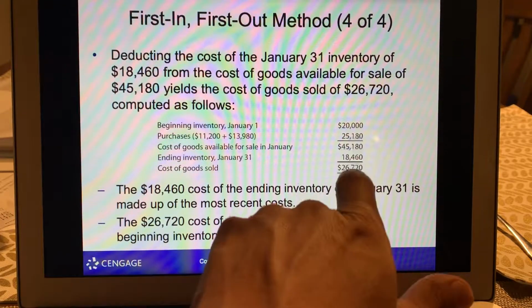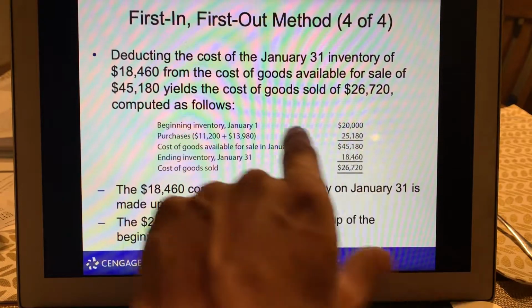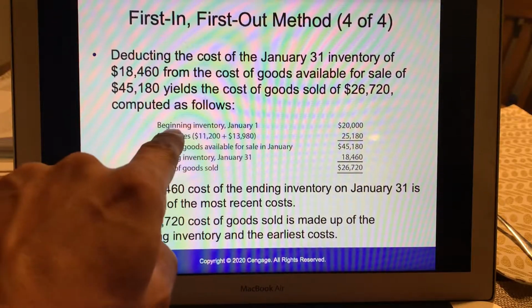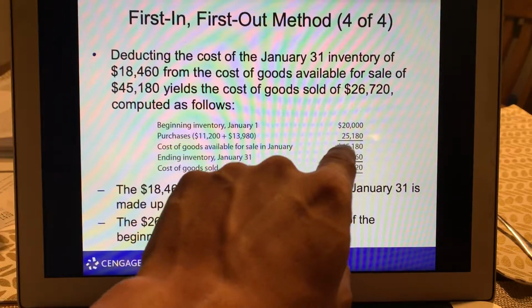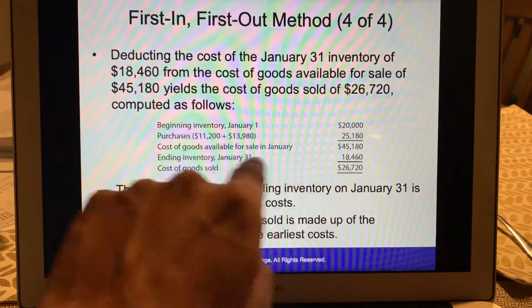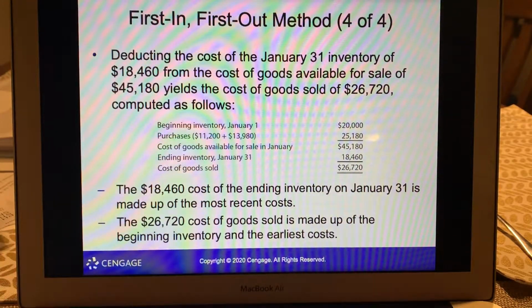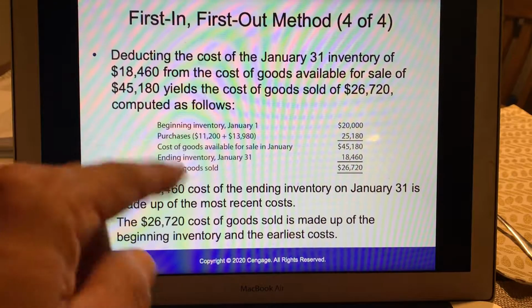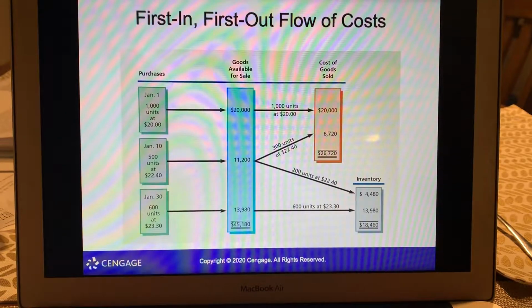So this is a formula that you're going to need to know. So make sure you have this and you see how this is. Beginning inventory, purchases, cost of goods available. When we add those up, and our ending inventory, the difference between those would be our cost of goods sold. Okay, so keep that in mind, and this will help you as well when you answer some of the questions.